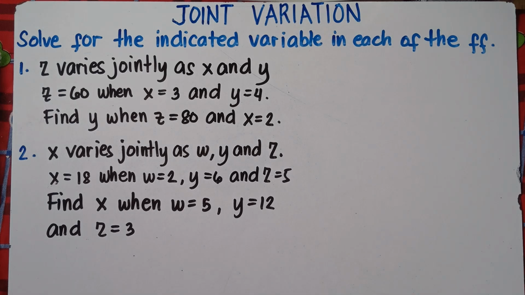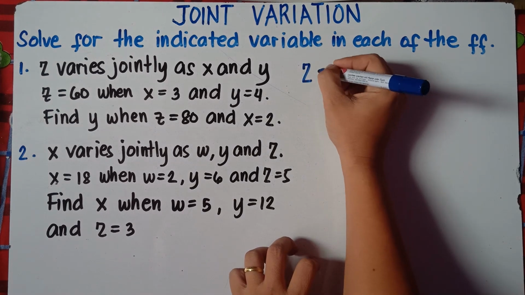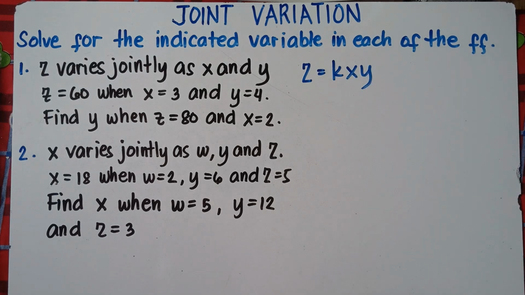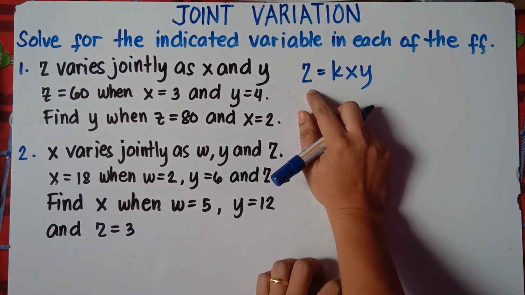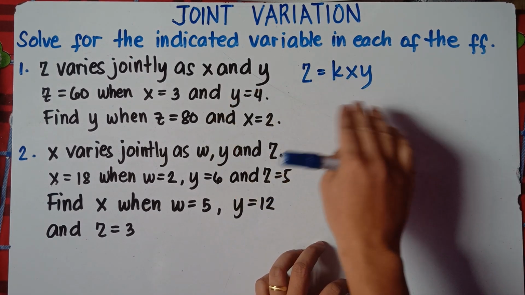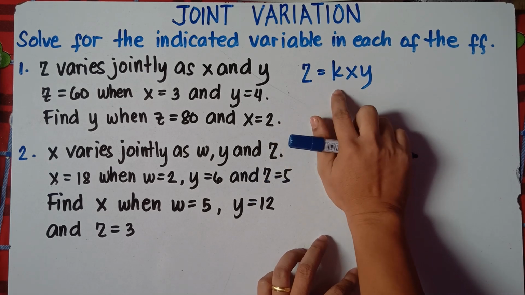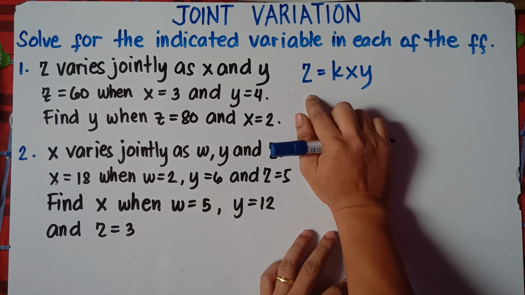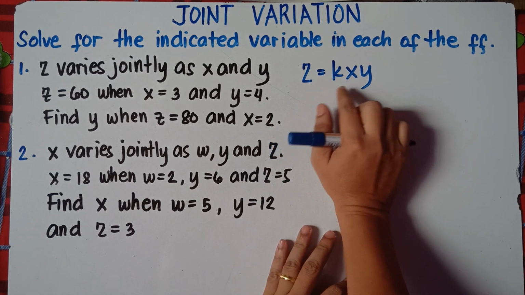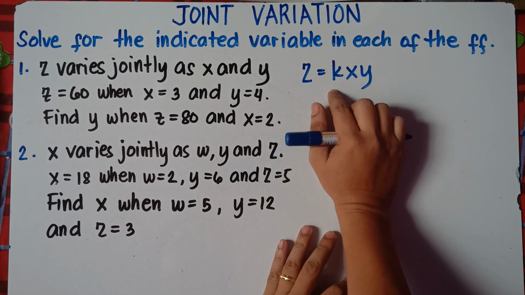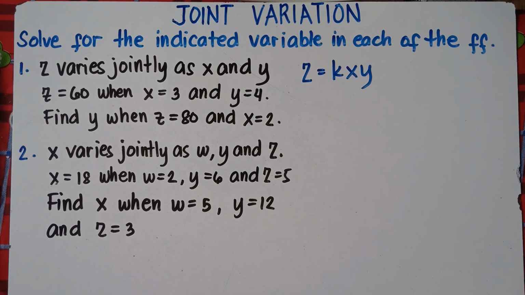So z varies jointly as x and y. You can write that as z equals k times xy. This is the same as z varies jointly as x and y. All of the equations, class, must be multiplication. So you have k times x times y. Once again, z varies jointly as x and y, you can write it as z equals k times x times y. Do not forget, class, there's always k there.